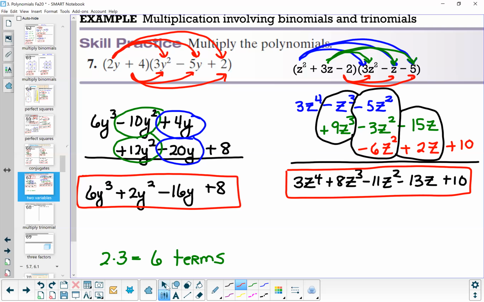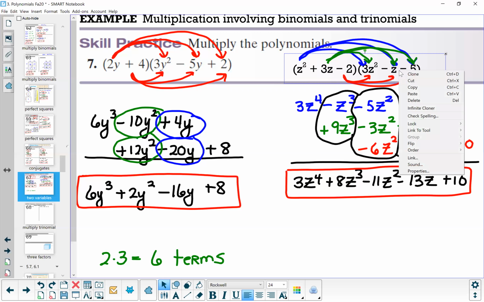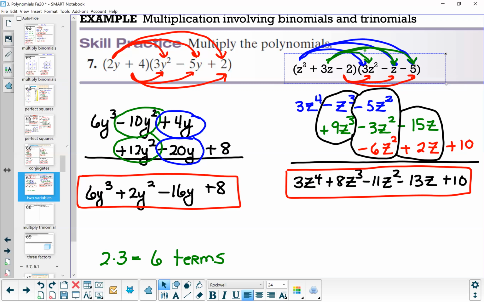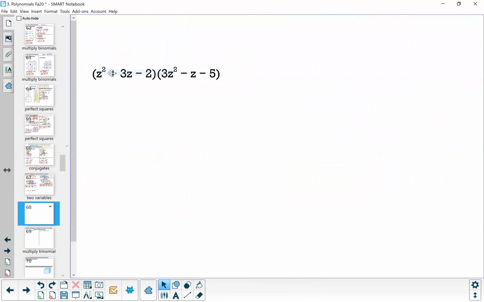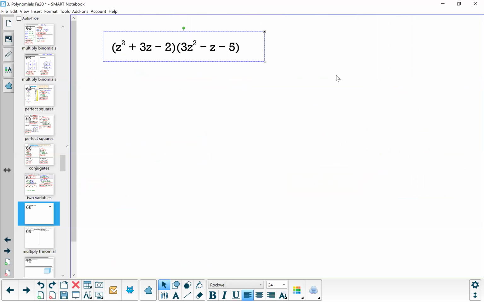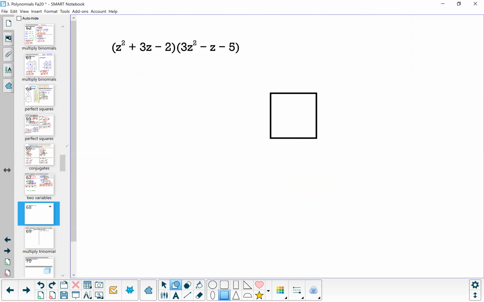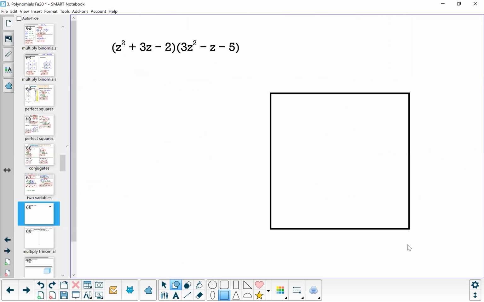So if you try this using the box method, you might have noticed that the organization is a little different, but it is helpful. So I want to show that as well. So I'm going to do this again. And this time I'm going to use the box method. So I'm going to draw a big enough square to accommodate my problem.